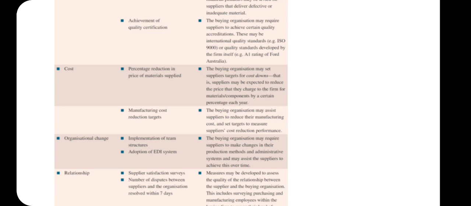Relationship. One of the measures that can be used is a supplier satisfaction survey. The second one is the number of disputes between the supplier and the organization involved within 7 days. So when you choose a supplier, the relationship is a very important factor. You have to choose a supplier that is easy for you to work with, easy to negotiate, etc. If there are always disputes between the business and the supplier, then that is not a good thing.